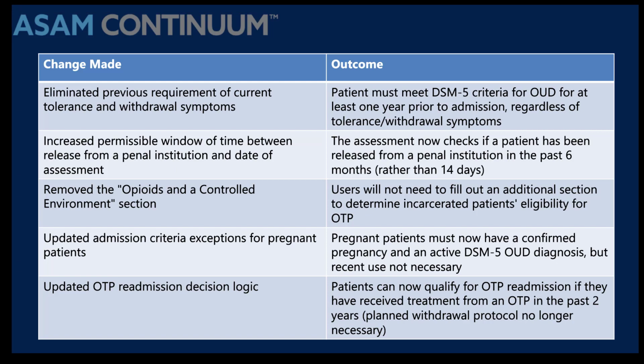Some patient exceptions are updated in the decision rules since recent opioid use is no longer required for OTP admission. For pregnant patients, the decision logic has been updated to reflect current requirements of confirmed pregnancy and an active DSM-5 diagnosis of opioid use disorder.